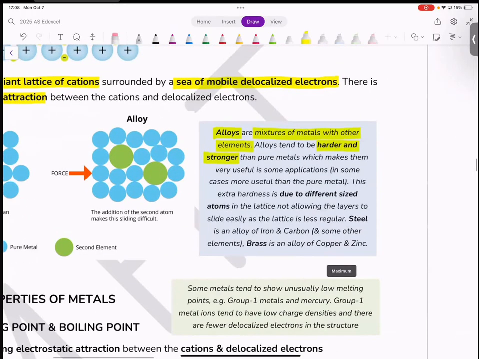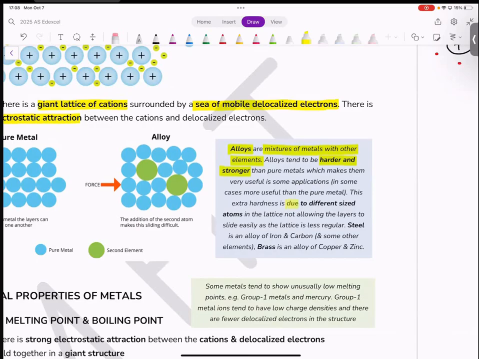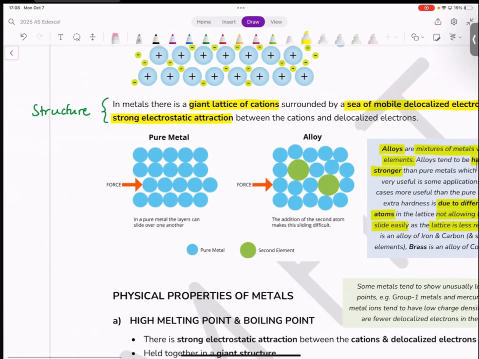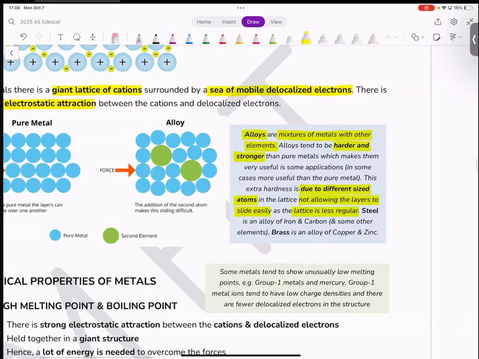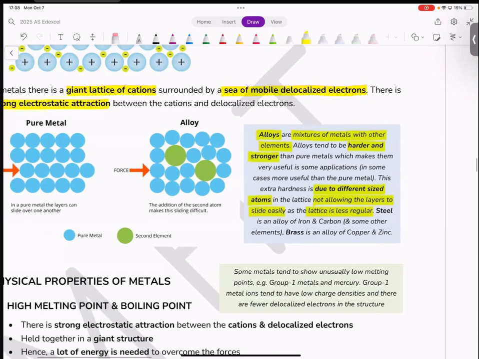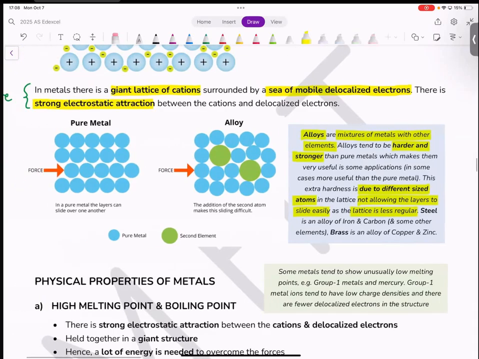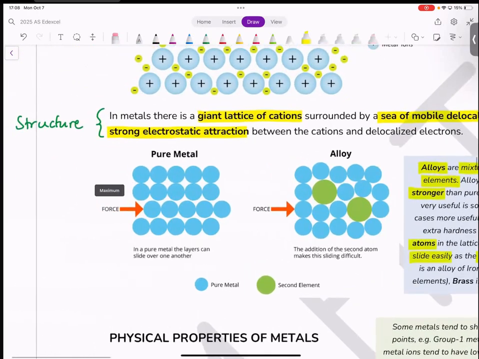So why is it harder? Because the different sized atoms do not allow the layers to slide as easily. And the lattice, if it's a 3-mark answer, the lattice is less regular, right? Less uniform. Okay. Steel is an alloy of iron and carbon. You must know about steel. Brass is optional. Brass is an alloy of copper, but you must know about steel, because you learned about it last year.